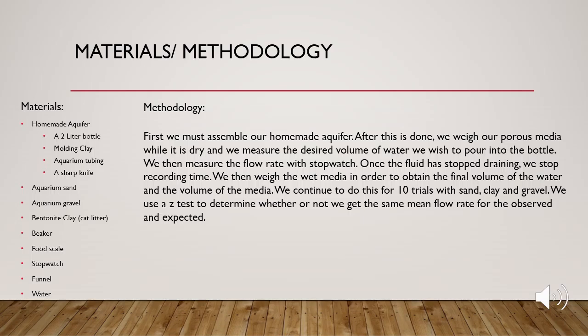First, we must assemble our homemade aquifer. After this is done, we weigh our porous media while it is dry, and we measure the desired volume of water we wish to pour into the bottle. We then measure the flow rate with a stopwatch. Once the fluid has stopped draining, we stop recording time. We then weigh the wet media in order to obtain the final volume of the water and the volume of the media. We continue to do this for 10 trials with sand, clay, and gravel. We use a z-test to determine whether or not we get the same mean flow rate for the observed and the expected.